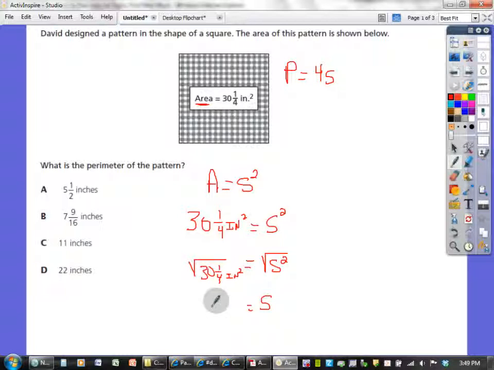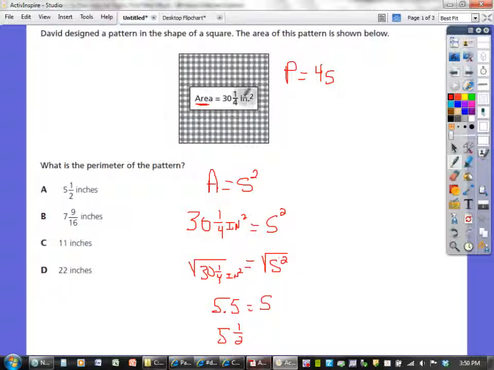to find out that, excuse me, do some quick calculations here and take the square root of 30 and 1/4 to find out that one side length is 5.5 inches, or it can be written as a fraction. So just in review, to get the S by itself, I took the square root of 30 and 1/4 inches squared and the square root of S squared to get S by itself.